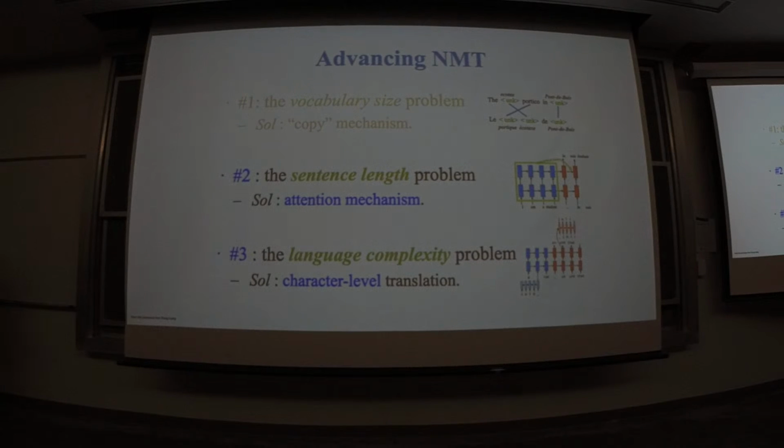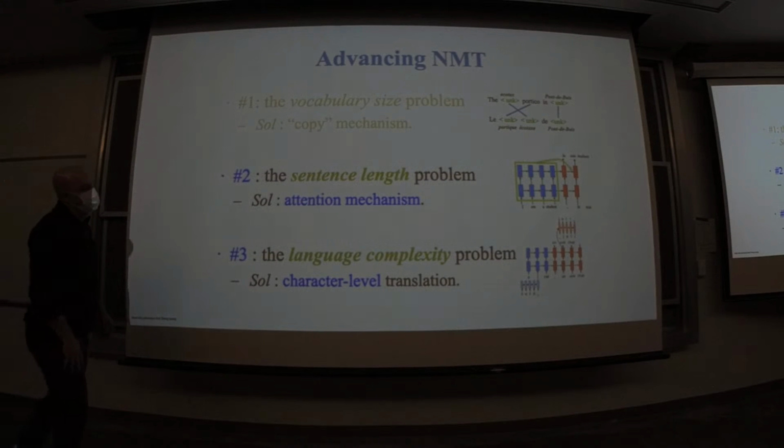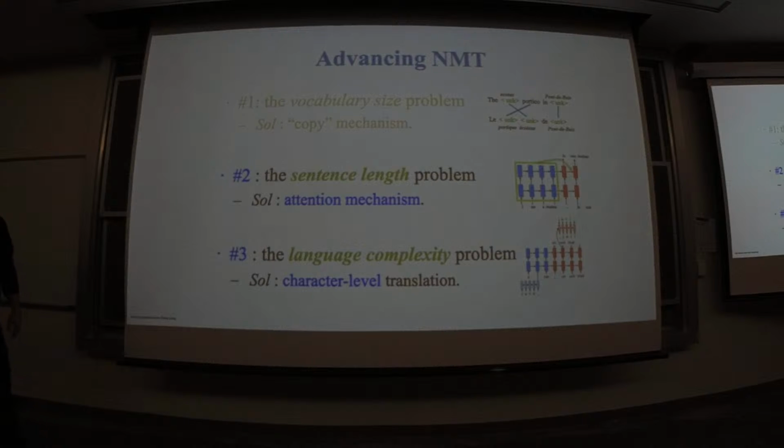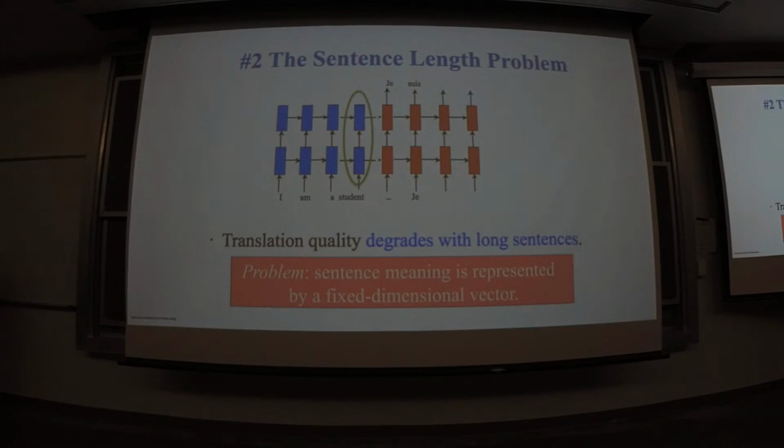Okay, so that's one way this vocabulary size problem was solved to give state of the art performance. Now we're looking at the sentence length. As the length of the sentence gets longer, it becomes harder and harder to translate them properly. So this is where we see for the first time this idea of attention, or at least where it became very popular.